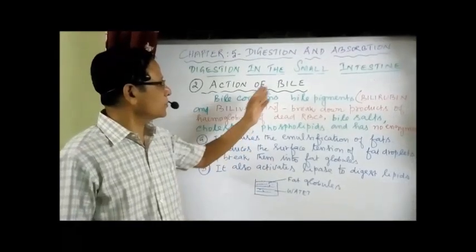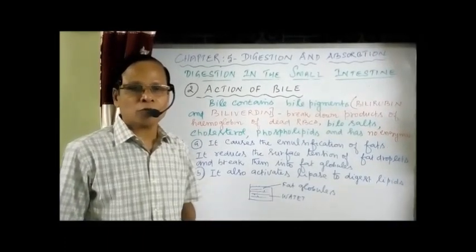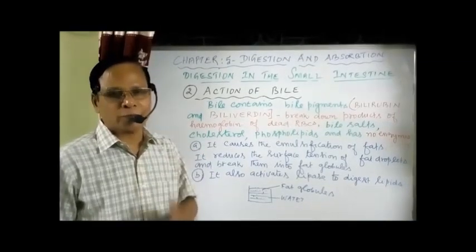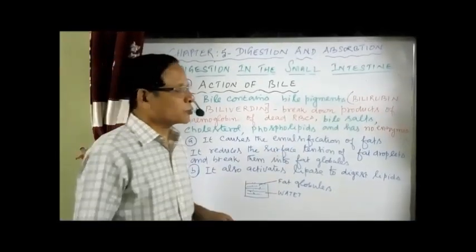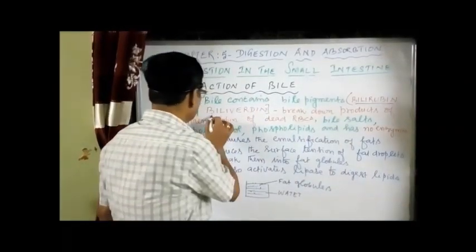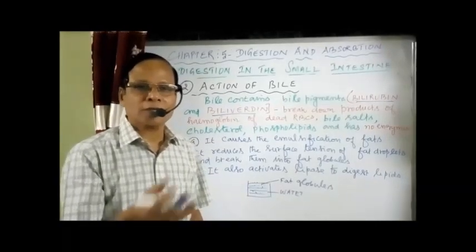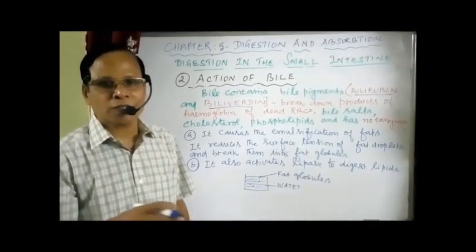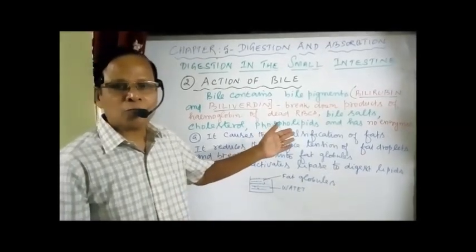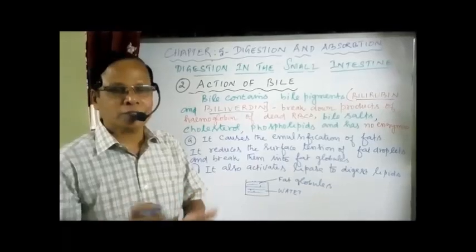Now let's see the role of bile in digestion. Bile is a fluid secreted by the liver. It contains two pigments, one is bilirubin, another one biliverdin. These are the two pigments present in the bile, responsible for the coloration of the bile and also for the coloration of the undigested waste. They are nothing but the breakdown products of hemoglobin from the damaged and dead RBCs.